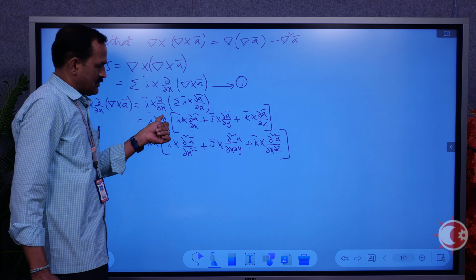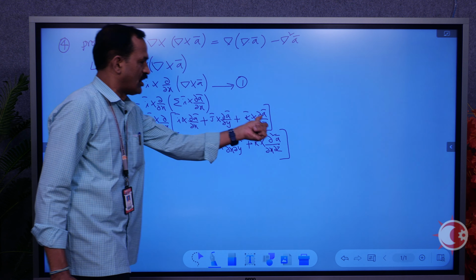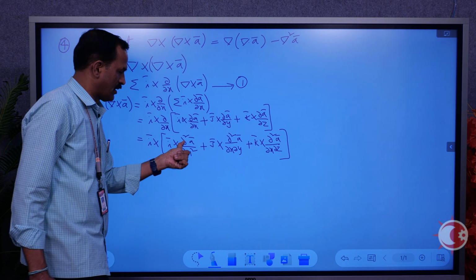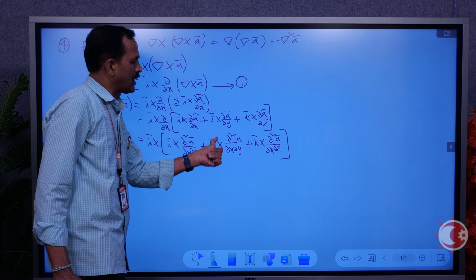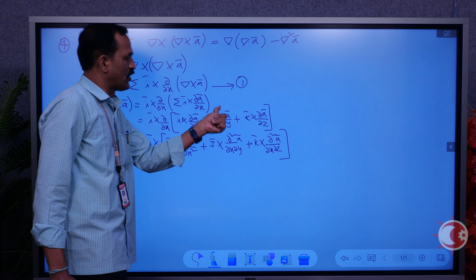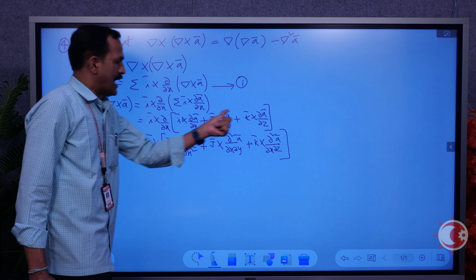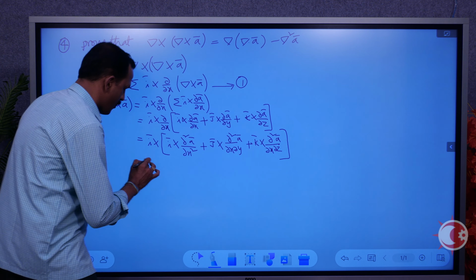I bar cross dou by dou x of the first term, dou by dou x of the second term, dou by dou x of the third term. So I bar cross as it is, dou square by dou x square of A bar, J bar cross as it is, dou by dou x of dou by dou y, so dou square by dou x dou y of A bar, and K bar cross dou square by dou x dou z of A bar.